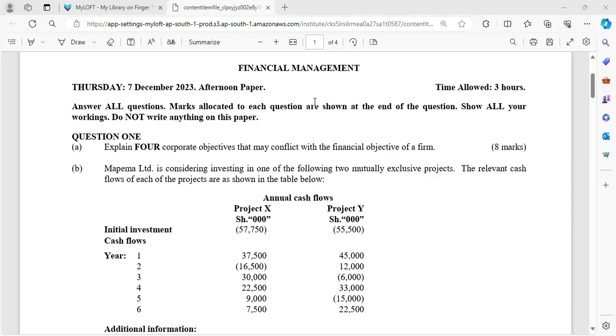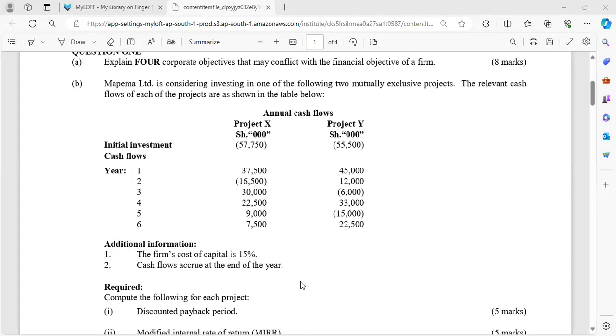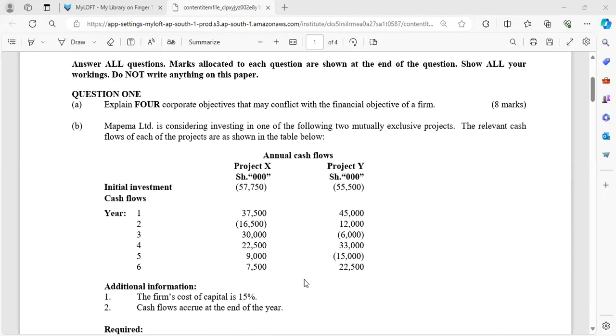But I would like to check the first requirement of the question. You can see it is coming from capital budgeting. Not to waste a lot of time, let me start with question 1B, where we are being told Mapema Limited is considering investing in one of two mutually exclusive projects. The relevant cash flows of each project are shown in the table below, including the initial investment, running from year 1 to year 6.